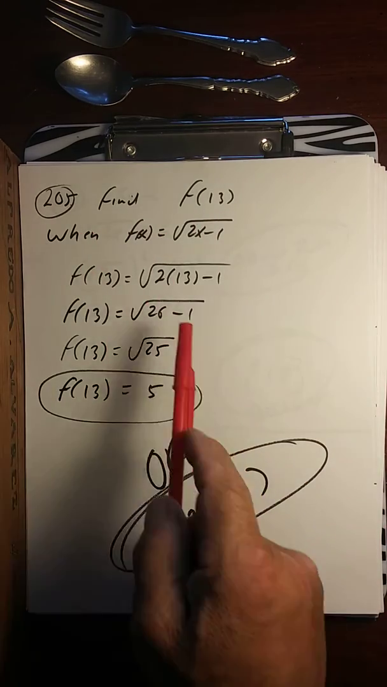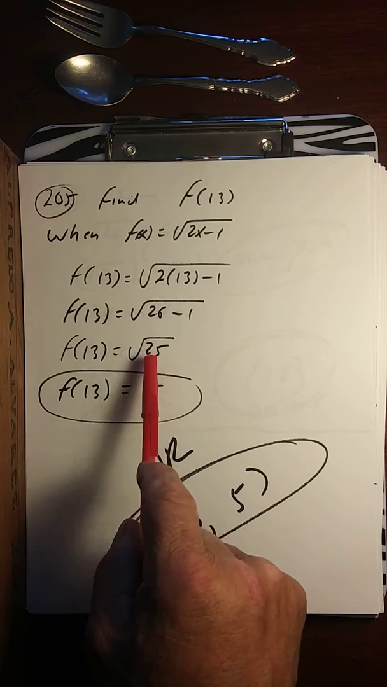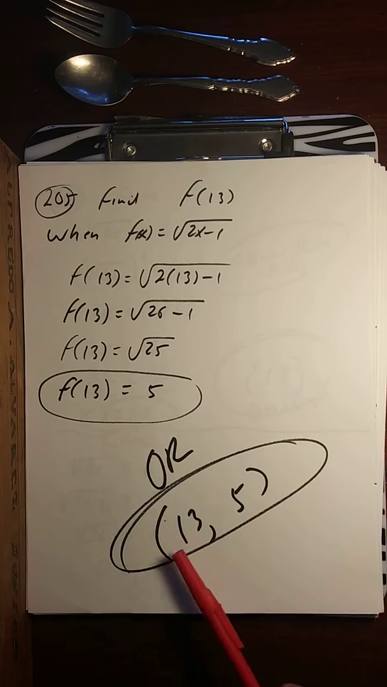Evaluate a function. So f of 13, put it in there. 2 times 13 is 26, minus 1 is 25. Square root of 25 is 5. So f of 13 is 5, or the point 13, comma 5.